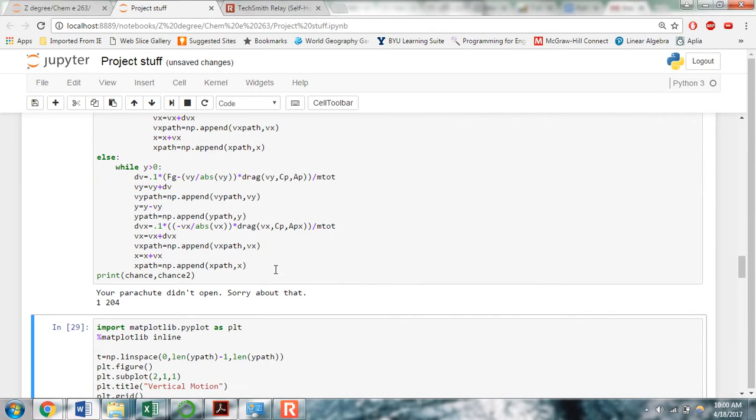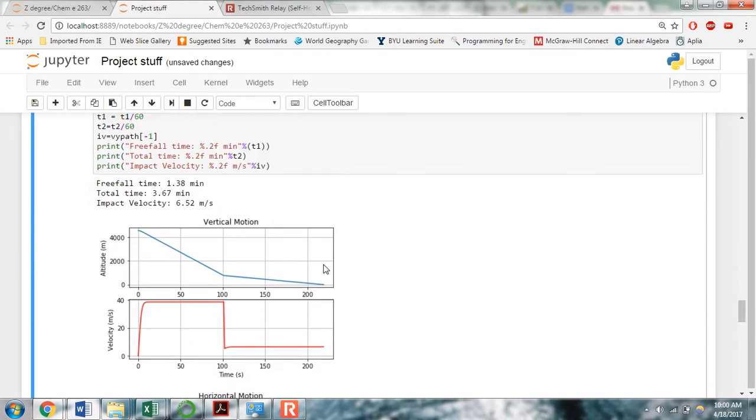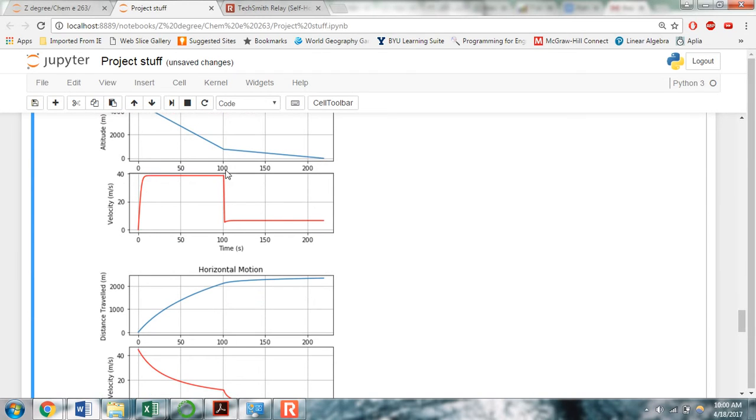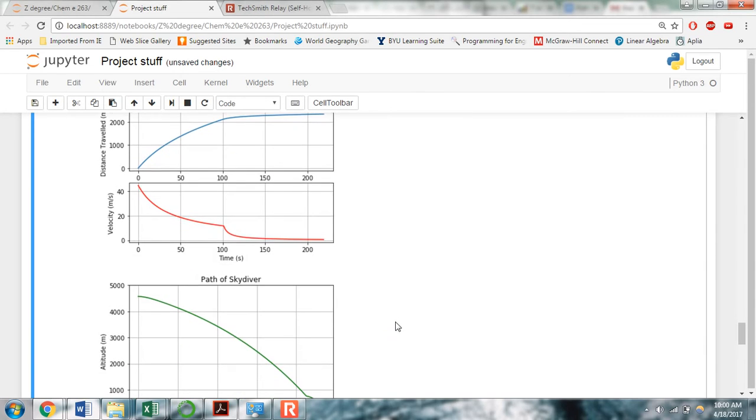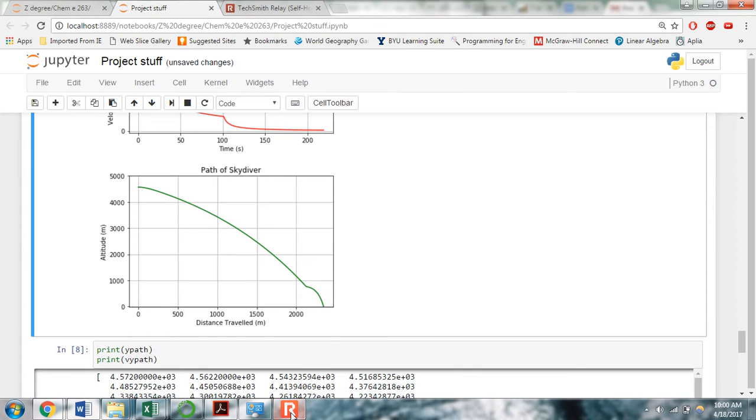Alright, so this is the first parachute failure. It reads, "Your parachute didn't open, sorry about that." And then the graphs change. There's a little bit more free fall, but then the parachutes kick in and he is able to land with still about the same velocity when he hits the ground.